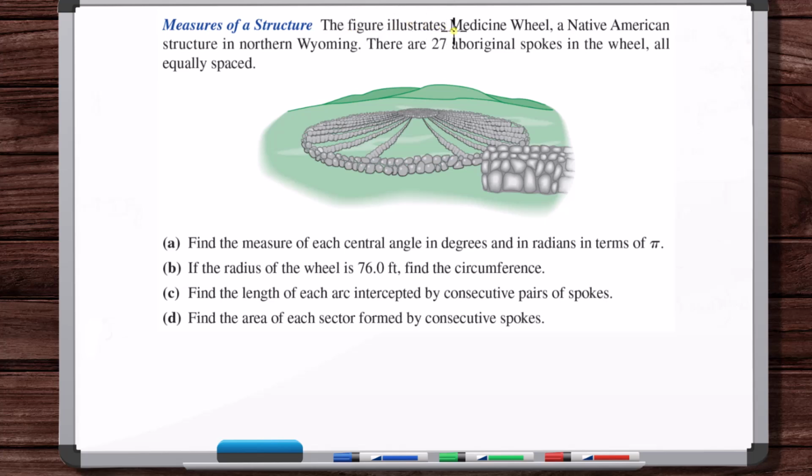The figure illustrates a medicine wheel, a Native American structure in northern Wyoming. There are 27 spokes in the wheel, all equally spaced. Find the measure of each central angle in degrees and in radians in terms of pi.